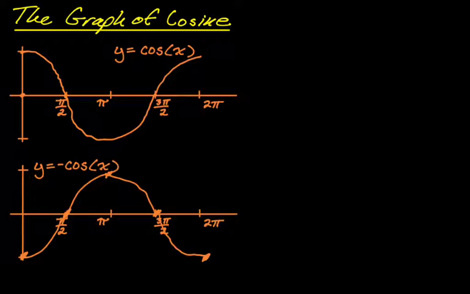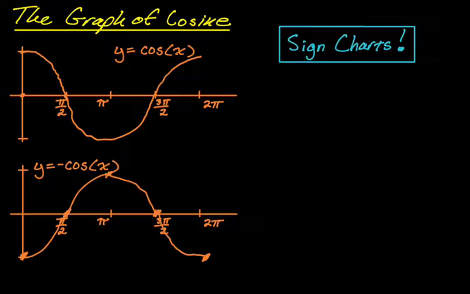So negative cosine just switches everything. Our period is still 2 pi because I didn't change the value of b. You're going to have to do that for cosine as well. Now, where do these really shine in calculus? They really shine when you're trying to make sine charts. So sine charts are basically number lines where you put pluses and minuses.